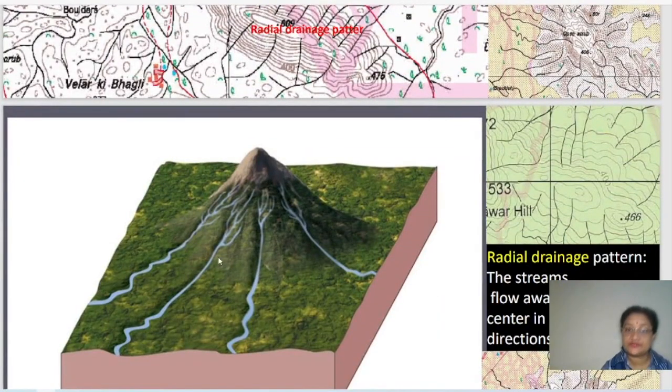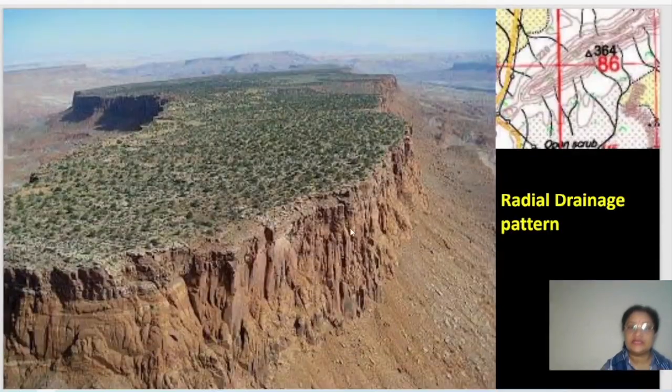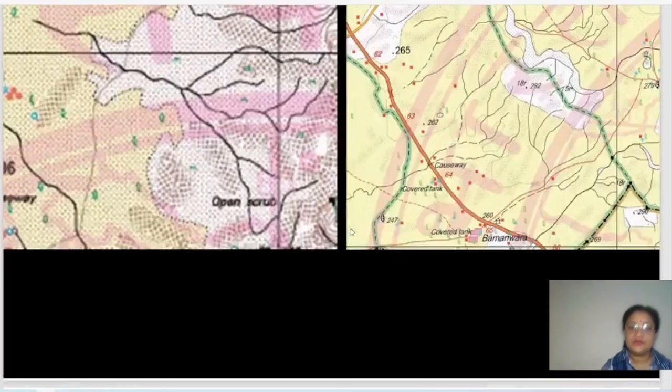This type of thing develops from any of the hills or any highland, where the rivers flow in different directions. Okay children, these are the examples of it.